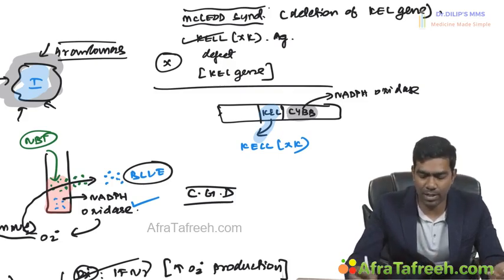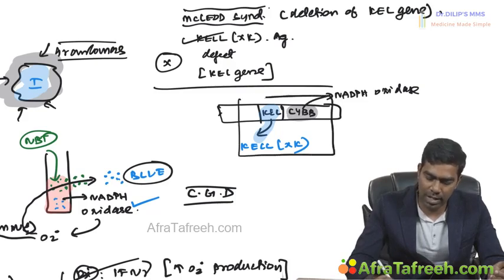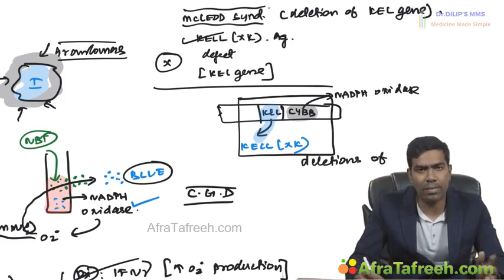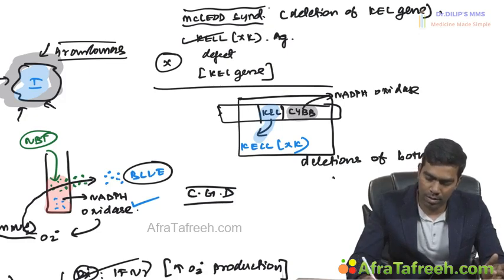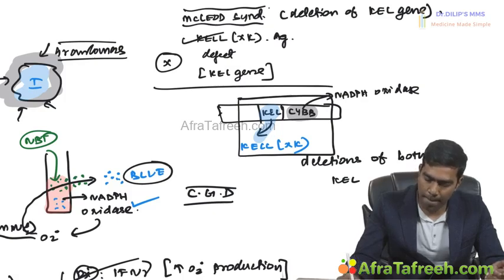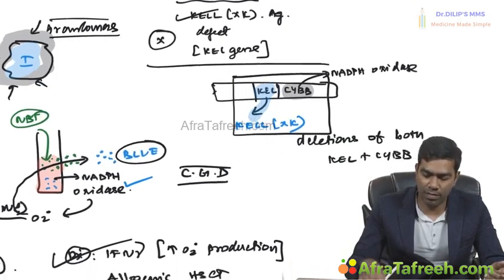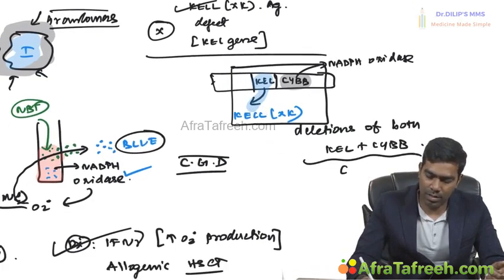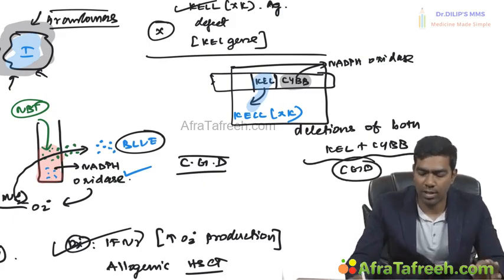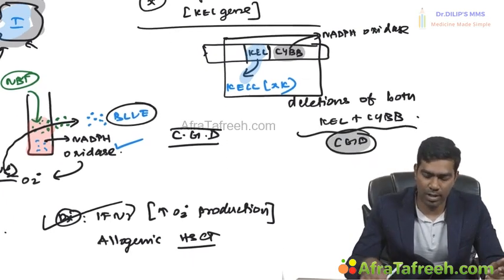But sometimes, in certain cases, the deletions can be extending. So in certain, not all, cases of McLeod syndrome, there can be deletions of both the KEL as well as the CYBB gene, which means the patient will have CGD. Again remember, only in certain cases of McLeod syndrome, patients may have chronic granulomatous disease as well.